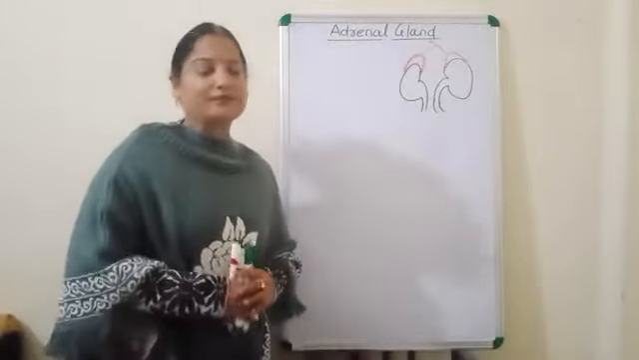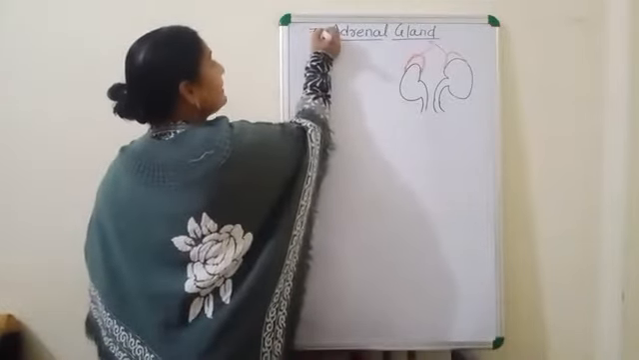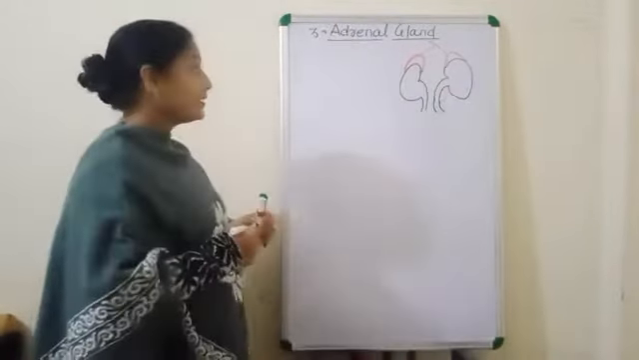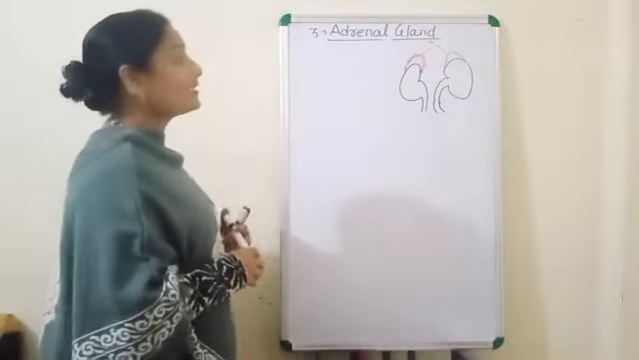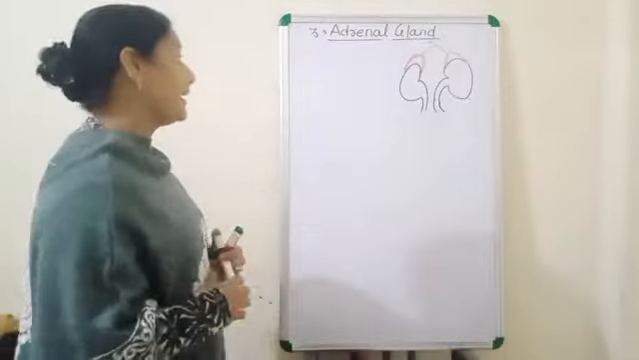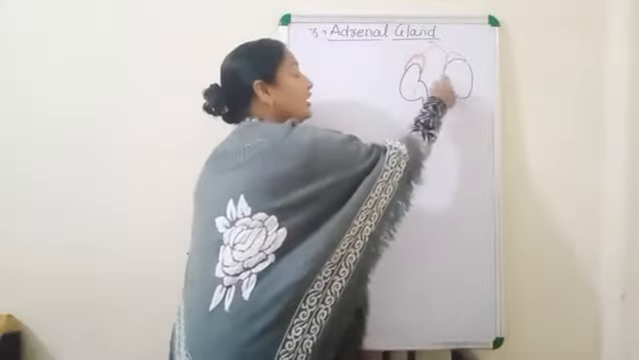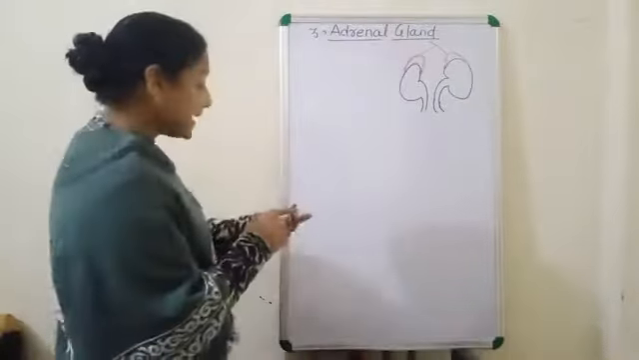Yes, children. Now see the third important gland, that is the adrenal gland. From the figure itself, it is clear what the exact position of the adrenal gland is. The adrenal gland lies on or above the kidney, just like a cap of the kidney.